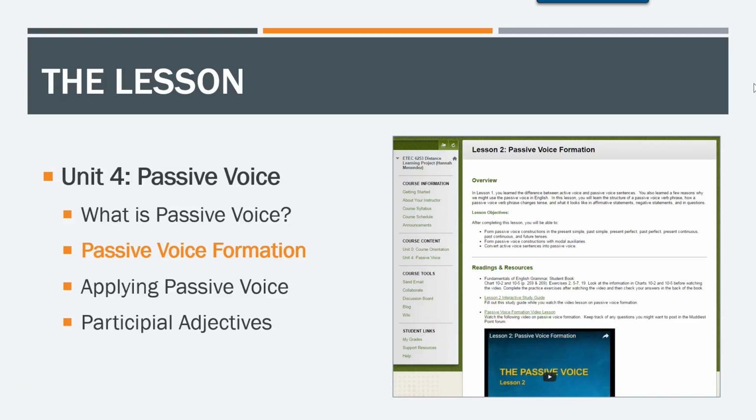For this project, I developed the second lesson in the passive voice unit, which deals with passive voice formation. Students would have already learned the difference between passive and active voice and what passive voice is generally used for, but now they need to learn how to form it and how to put it into different tenses.